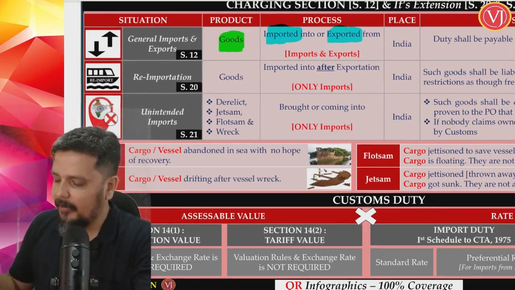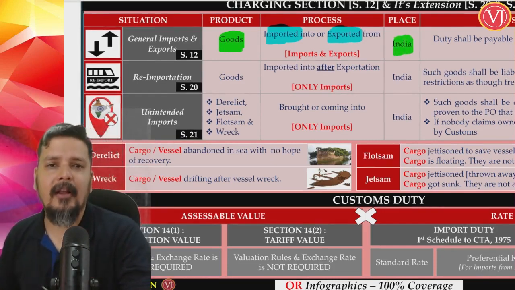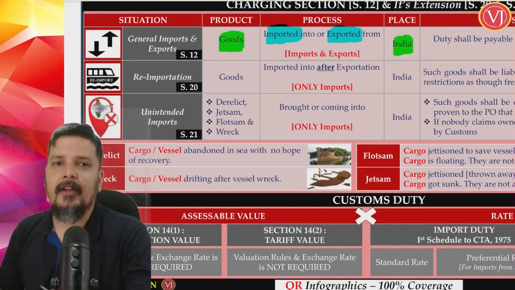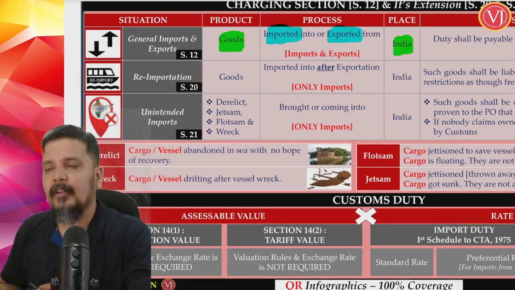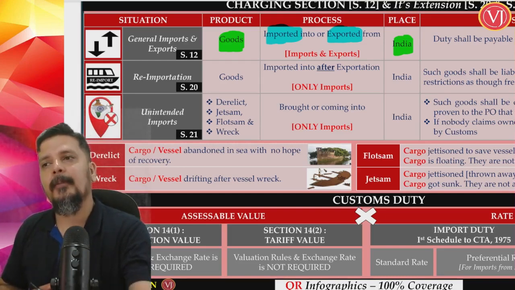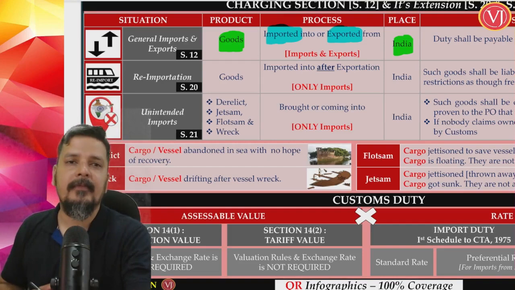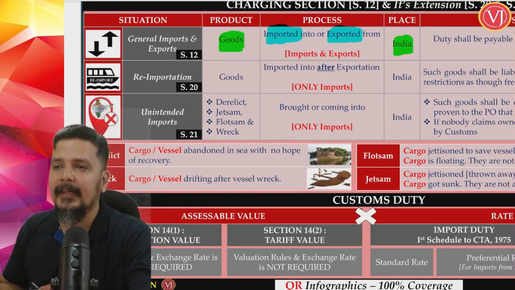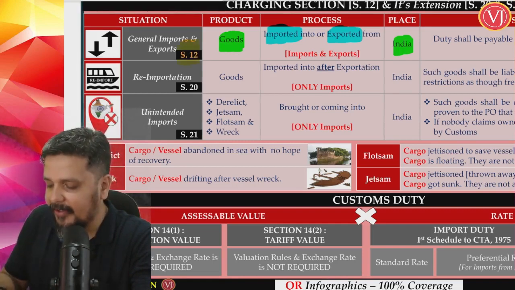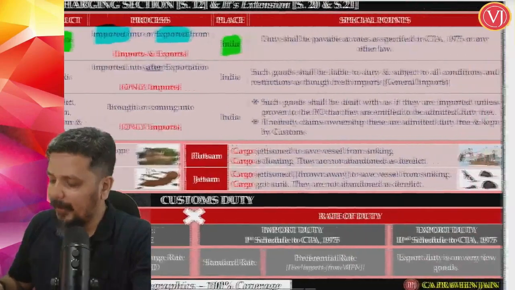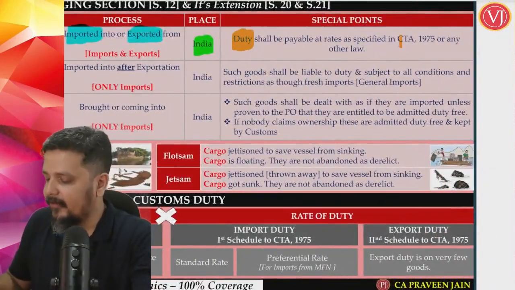Place happens to be India. Even for customs, India is defined to include the territorial waters. As per the Supreme Court judgment, you have to read it as the EEZ, up to 200 nautical miles. So, product, process and place: goods imported into India or goods exported from India. The moment you satisfy all these 3, you will be covered by the charging section, section 12, and you have to pay a duty which is there under the Customs Tariff Act.